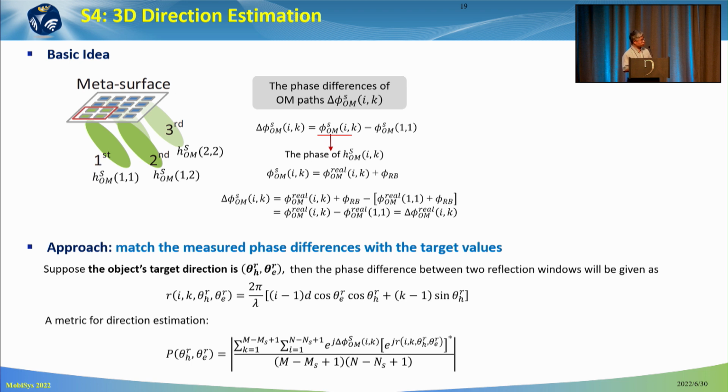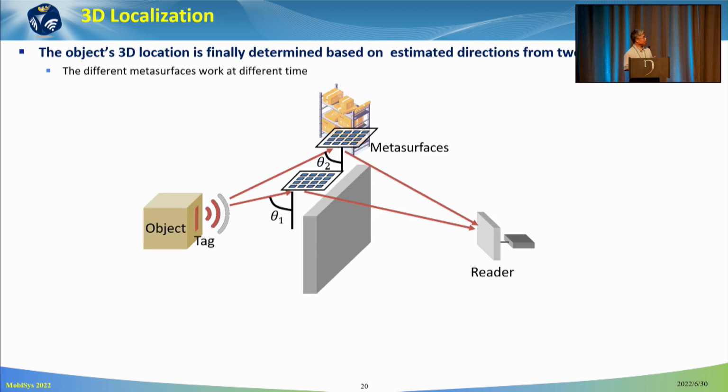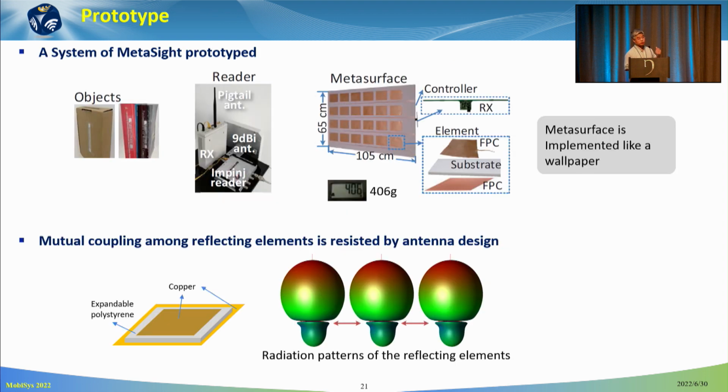Again, this is a correlation. And we take a normalization, and you will see that when this value approaches 1, then we find out that's the target value. That's the result that tells you how we approach the maximum value of P, and we will get the target direction. So based on this direction, we can easily determine the 3D location. We can apply many existing solutions. Okay.